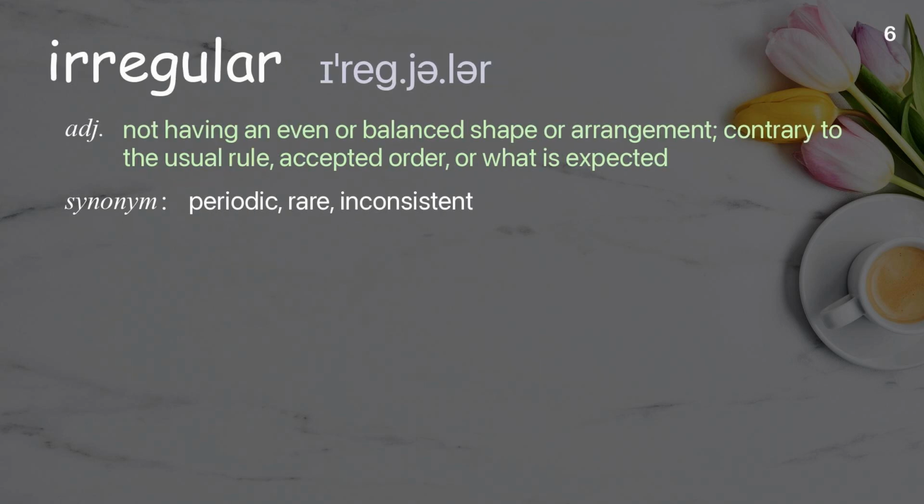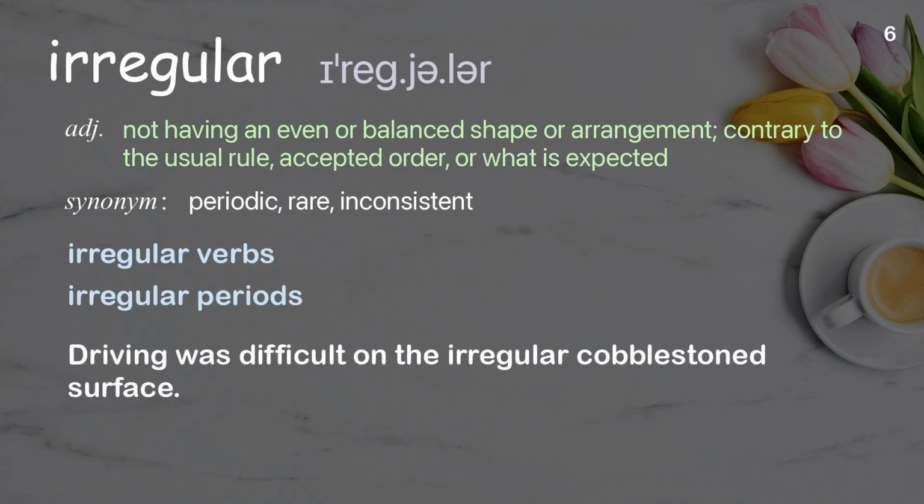Irregular. Not having an even or balanced shape or arrangement, contrary to the usual rule, accepted order, or what is expected. Examples. Irregular verbs. Irregular periods. Driving was difficult on the irregular cobblestone surface.